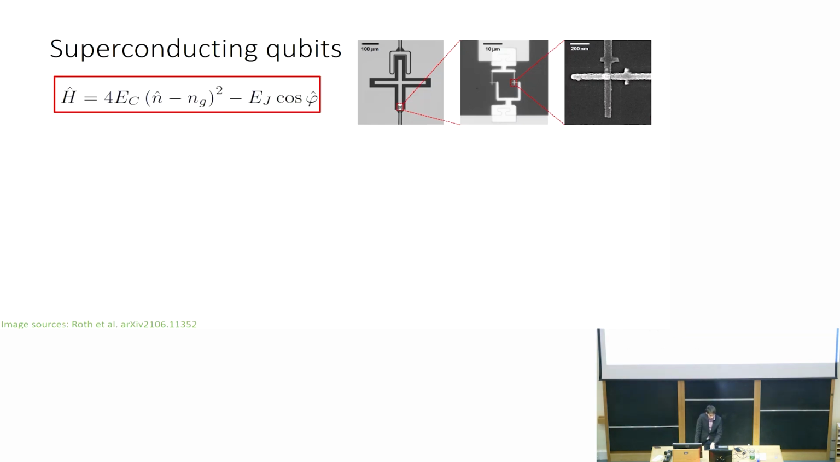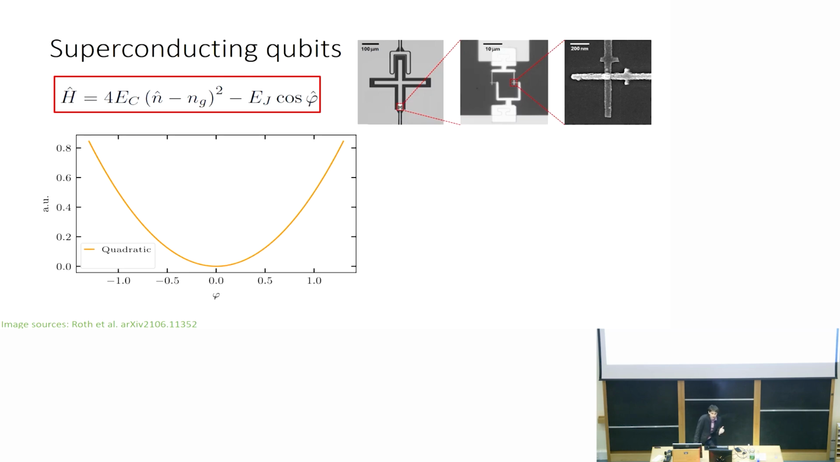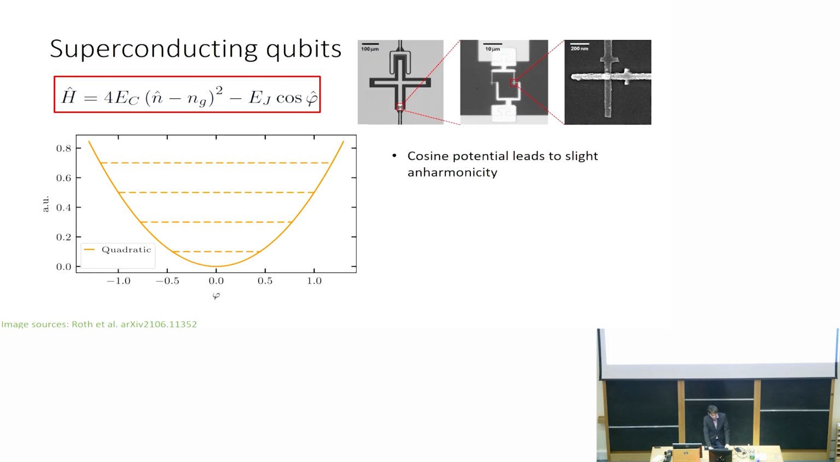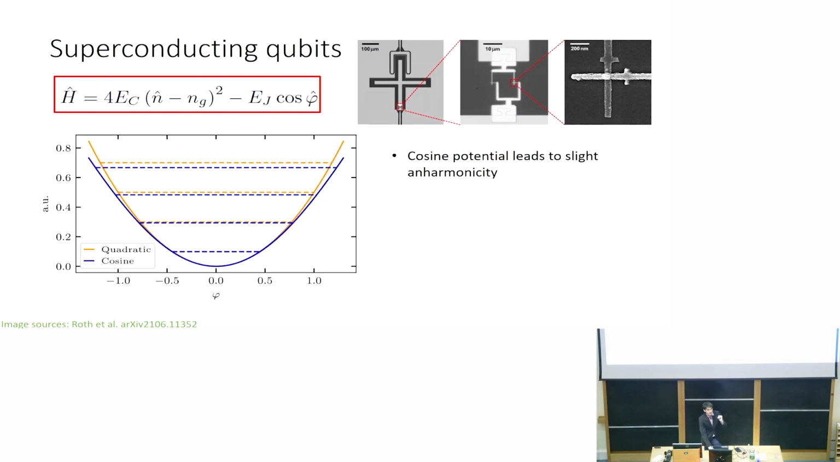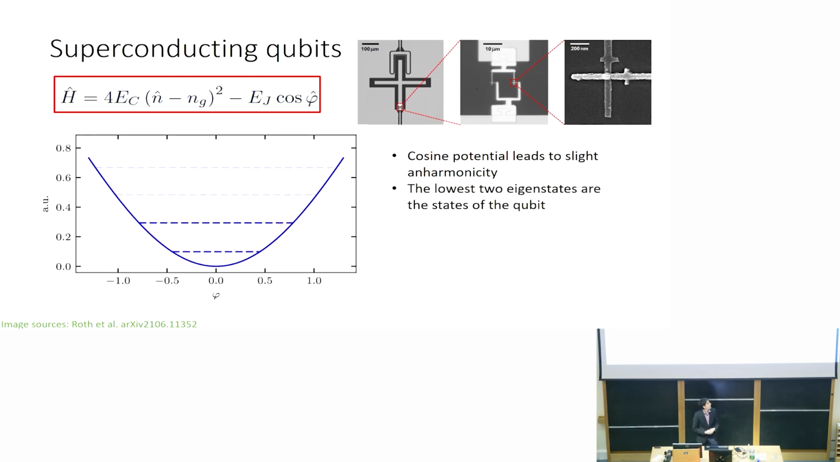Now when you look at this model and compare it with a harmonic oscillator, there you have a quadratic potential, and as you know from your first courses in quantum mechanics, for a quadratic potential you get equidistant level spacing. Now the cosine potential looks almost like this harmonic potential, but not quite. So what you see is that you have a slight distortion of these energy levels. And the qubit itself corresponds to the lowest two eigenstates of your transmon qubit.